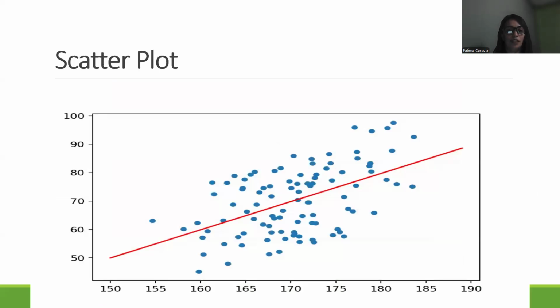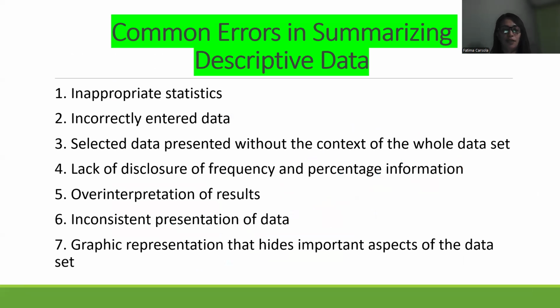Ayan. The common errors in summarizing descriptive data. Of course, the most elementary error is made when an inappropriate statistic is used to summarize data. For example, a mean should never be calculated for race, gender, or other categorical data. However, those researchers who are new to statistical analysis may forget these levels of measurement, and seeing numbers on the screen, run descriptive analysis, okay?